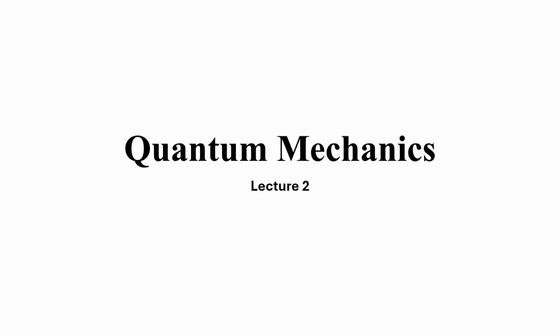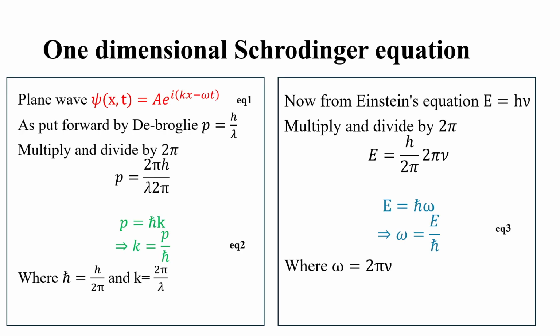Hello everyone. In this video, we are going to derive the one-dimensional Schrodinger equation. First of all, we will start with the plane wave. Let's say the plane wave is given by psi(x,t) = A exp(i(kx - omega t)), where k is the wave number and omega is the angular frequency.